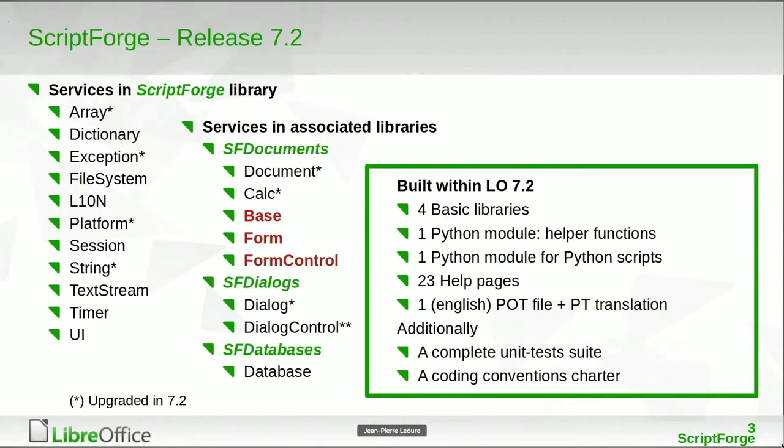Services with an asterisk have been improved, and with a double asterisk have been significantly improved in 7.2 versus 7.1. And services in red are new in 7.2. You have here the elements that are stored in the LibreOffice repository. Below, additionally, you have a number of elements that are available in our, let's say, private GitLab repository. In particular, there exists a test suite. It is implemented both in Basic and in Python, but it is not integrated today into the LibreOffice repository.